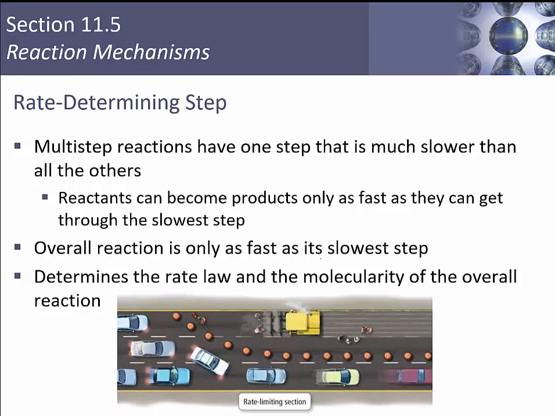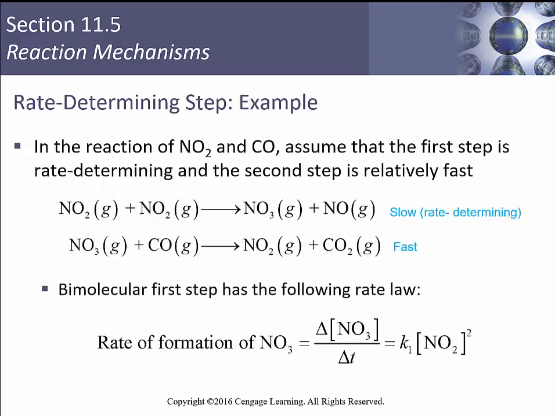So our overall reaction is only as fast as the slowest step. Everybody else is going to hurry up and wait. And it's going to determine the rate law and the molecularity of the overall reaction. So here we've got all these cars on the highway. Oh, but there's this merge step, and that's going to determine the overall throughput in terms of how many cars per hour get through on the highway.